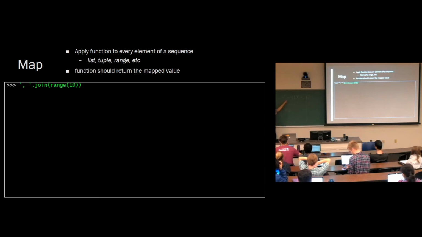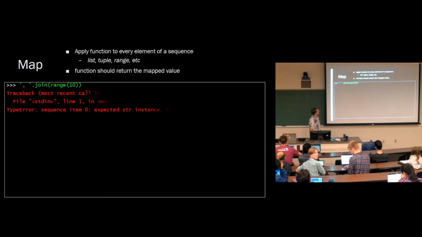If you use string.join, basically you only get the joining string in the middle. So here we've got comma space dot join range 10. Range 10 is an iterable, and it goes from 0 to 9. So we expect 1, comma 2, comma 3, all the way up to 9. But what we actually get is an error.